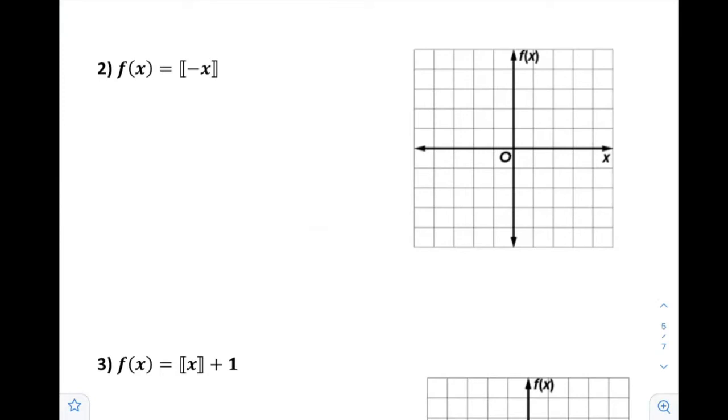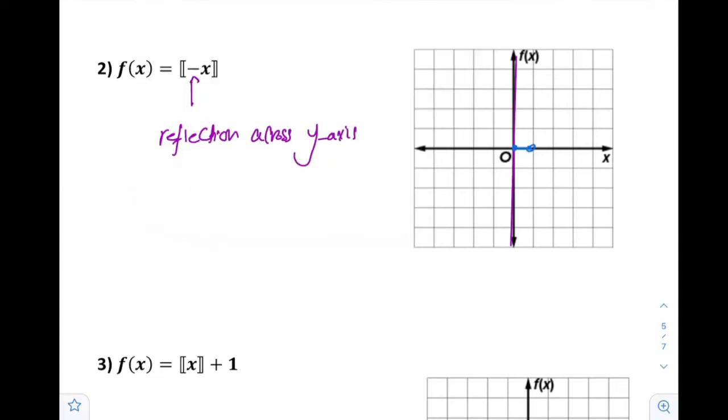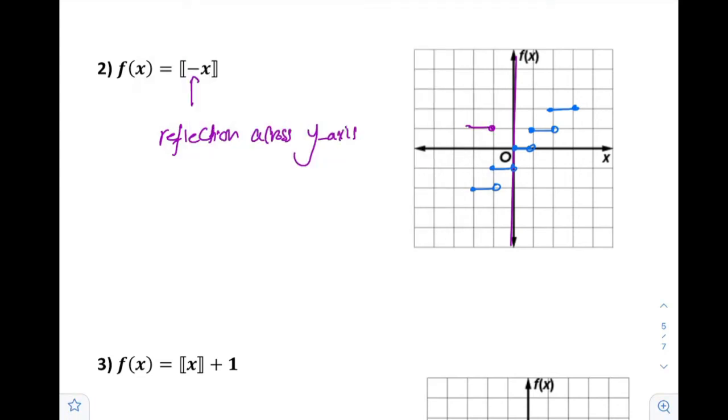Greatest integer of minus x, and we know that minus inside means reflection across the y-axis. That means this axis will behave like a mirror. So let's graph the original parent function. The original parent function will be here, as we know. Now, if you reflect it across the y-axis, everything will be flipped to the other side. So this will be over there.